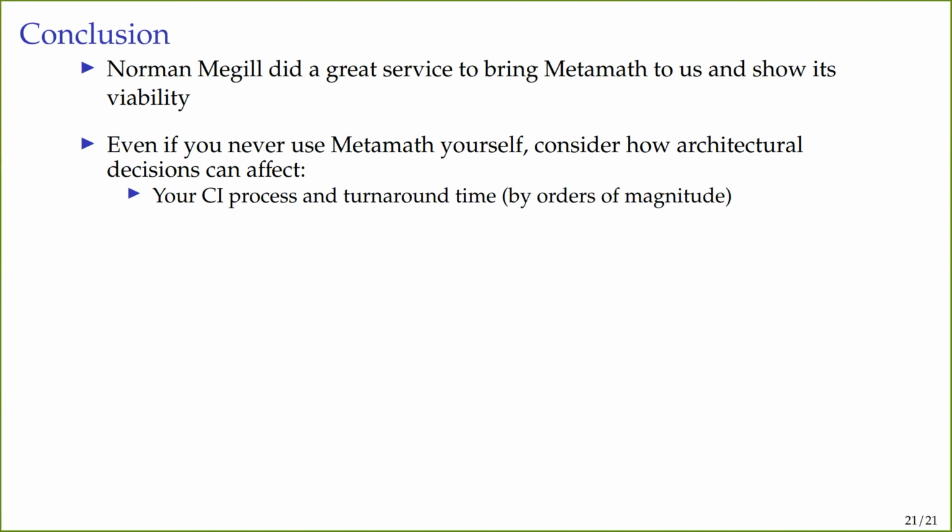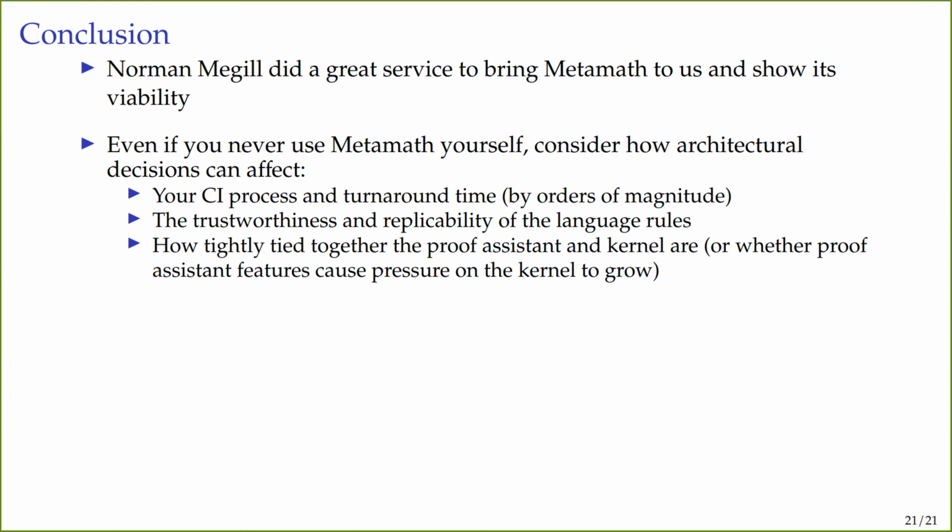Even if you never use Metamath yourself, you should consider how architectural decisions can affect your CI process and the turnaround time. And I don't mean just by a little bit, I mean by orders of magnitude. The trustworthiness and replicability of language rules. And how tightly tied together the proof assistant and the kernel are.